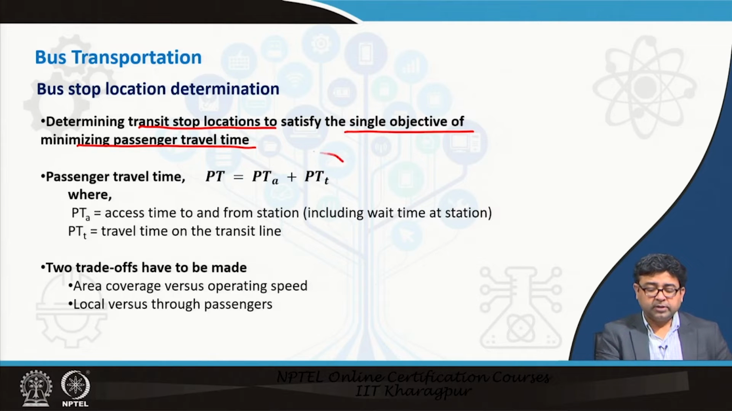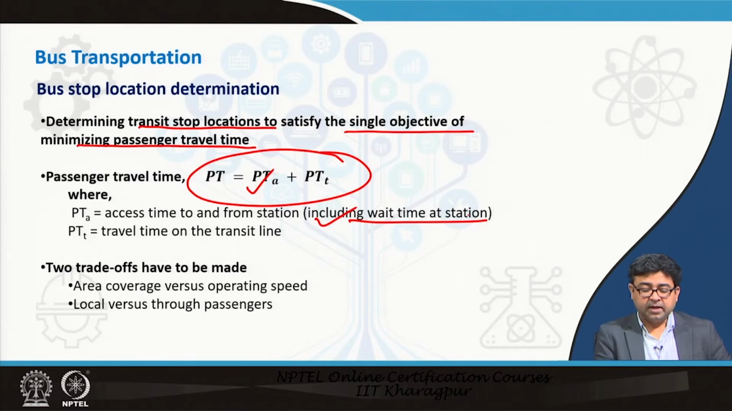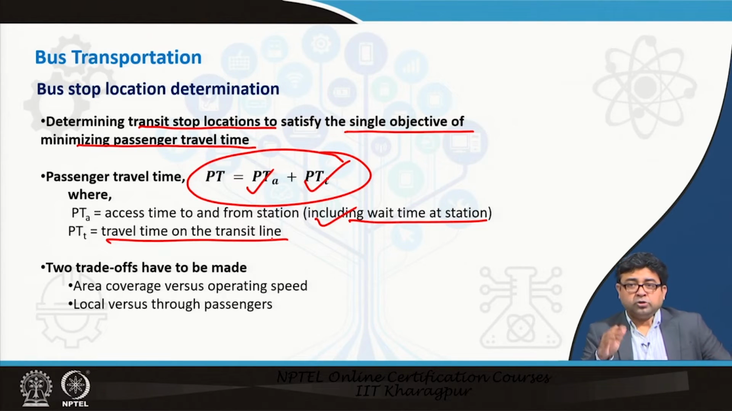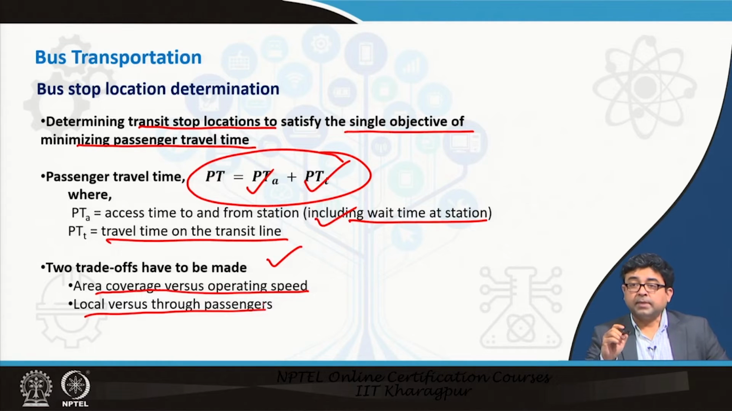So, we already know that passenger travel time on a transit line consists of two components: the access time, which includes the wait time at the station, and also the actual travel time on the transit line. Now, in order to know where the station should be located, two trade-offs have to be made. One is a trade-off between area coverage and operating speed, and we will see what that is, and also a trade-off between local passengers and through passengers, right.